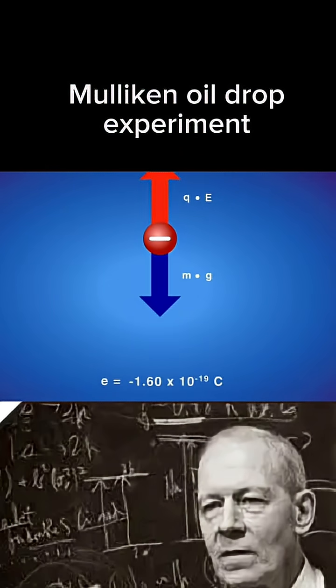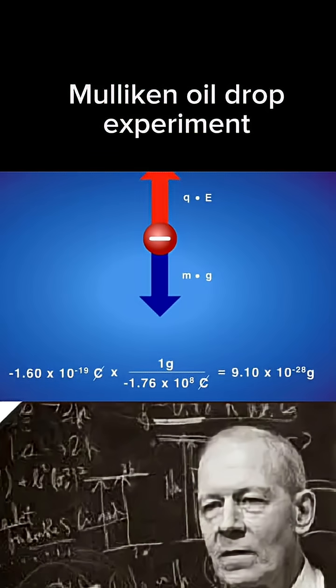From the charge of an electron and the charge-to-mass ratio of an electron determined by Thomson using a cathode ray tube, Millikan was able to calculate the mass of an electron. The mass of an electron, 9.10 times 10 to the negative 28th grams, is an exceedingly small mass.